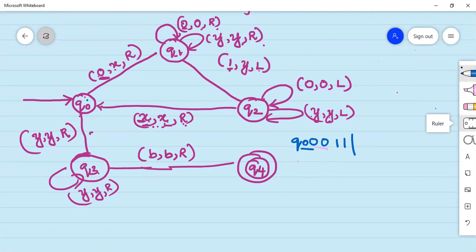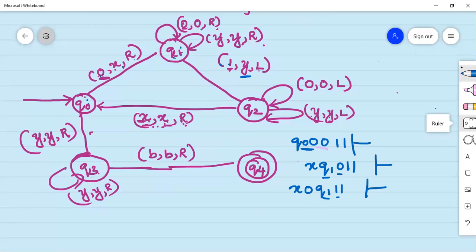q0 on 0. What is there? q0 on 0 is replace that 0 by x. Move towards right to state q1. Right? So the next will be this. Now what about q1 on 0 after this? q1 on 0 is just moving towards right. So since it's just moving towards right, q1 moves right. Right? Now it's q1 on 1.